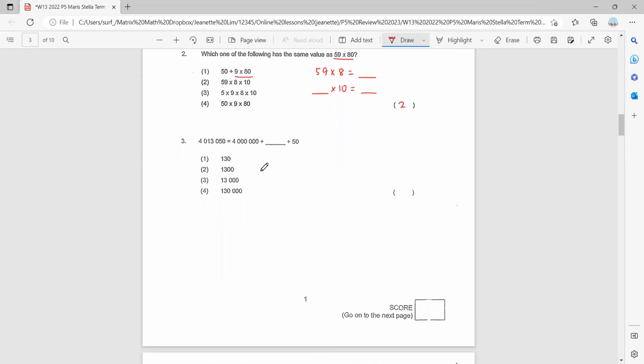Okay, question 3. Both sides have 4 millions, and then we also have 50 on both sides. What's missing is this 13,000, 13,000 without the 50. So the answer is 3. 13,000 is missing here.